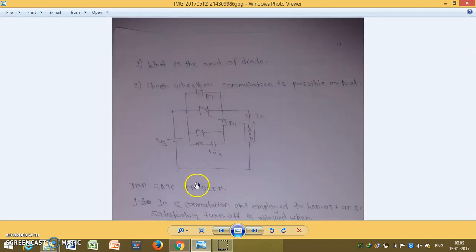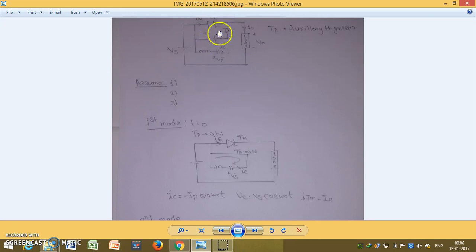Now here are some questions. What is the need of the diode in this circuit? If we can't connect the diode, the auxiliary thyristor is of no use. We can't have any control over this auxiliary thyristor. So the diode is very much necessary, and the diode has its own importance.